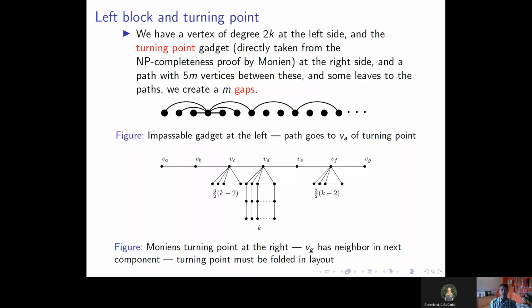At the right side of the layout, we have the turning point gadget of Monien, and this is a gadget which has the property that you enter at some point. Here in the picture, you see this vertex VA. You enter there, you have the turning point gadget, and then you have to go back in the same direction. So basically this blocks the right side of the construction.